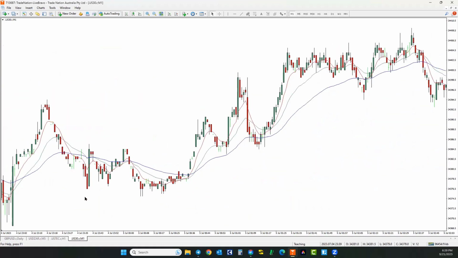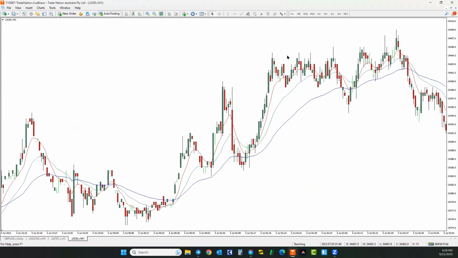Okay, let's get rid of the evening data. There we go. So there's an example of a rectangle. This particular one didn't work out too well. But that's the idea. Our bodies are all even. I generally ignore the wicks for these types of patterns.